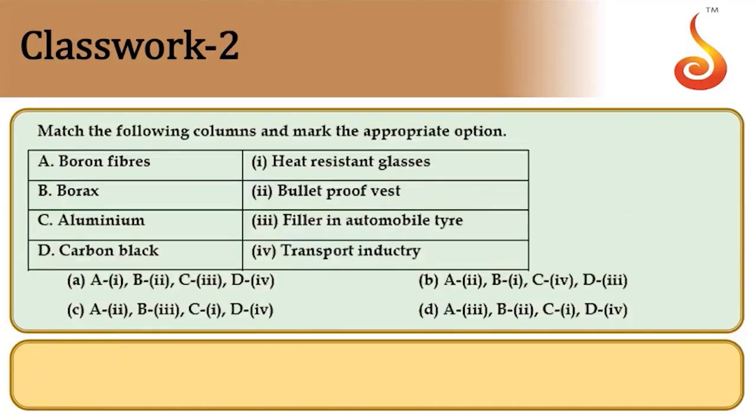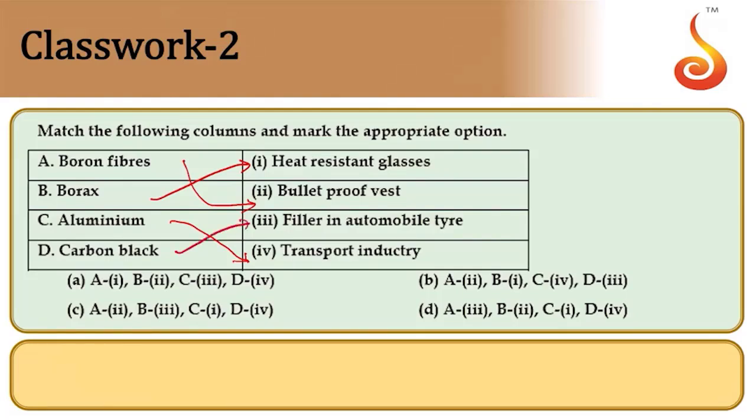Then the second question: match the following columns and mark the appropriate option. Boron fibers are used as bulletproof vests. Borax is used in heat resistant glasses. Aluminium is used in the transport industry because it is a very light material, basically a structural metal for aircraft or airships. And carbon black is used as a filler in the automobile industry, in tires.